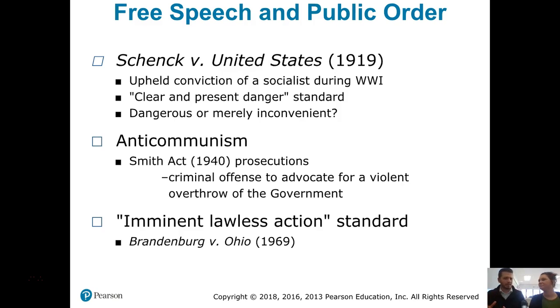And again, Brandenburg v. Ohio isn't required, but we just wanted to make sure that was understood.